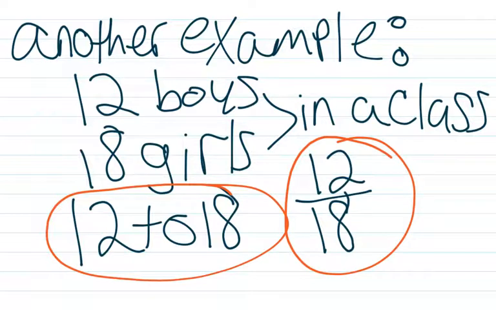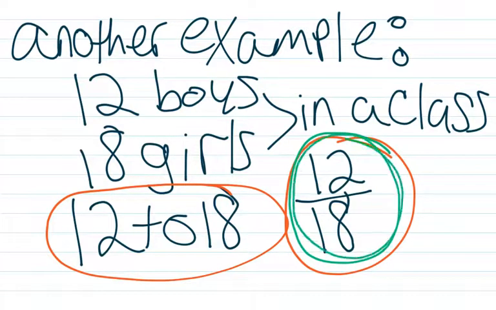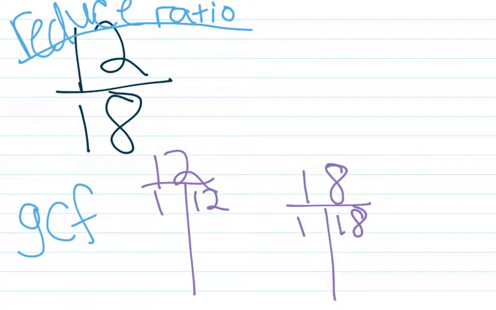Now, let's try this. We're going to reduce this fraction. Yeah, you heard me right, reduce. Dun, dun, dun. Oh no, I have to reduce. It's okay, I promise. Okay, so keep this fraction right here in mind. 12 over 18. Okay, so we're going to reduce the ratio. 12 over 18. Now, before I can do anything, I have to find my GCF.